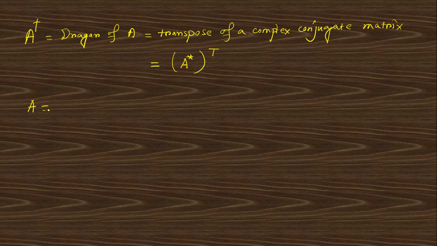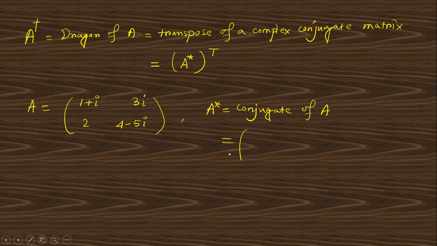Suppose you have A that is 1 plus i, 3i, 2, 5i minus, or you can say 4 minus 5i. Clear? So what will be the value of the conjugate of A? A star is nothing but the conjugate of A. So you just put the complex conjugate of each element. So this will be 1 minus i, this will be minus 3i, this is 2, this is 4 plus 5i. This is the complex conjugate of A.